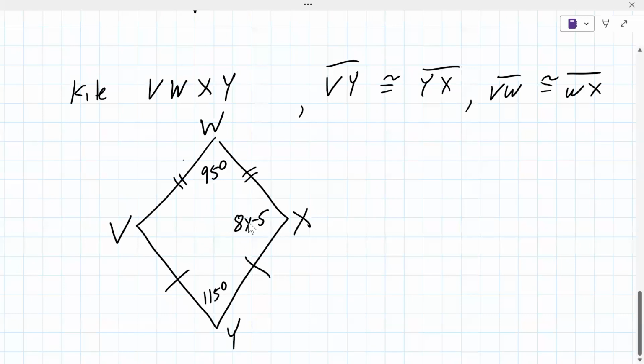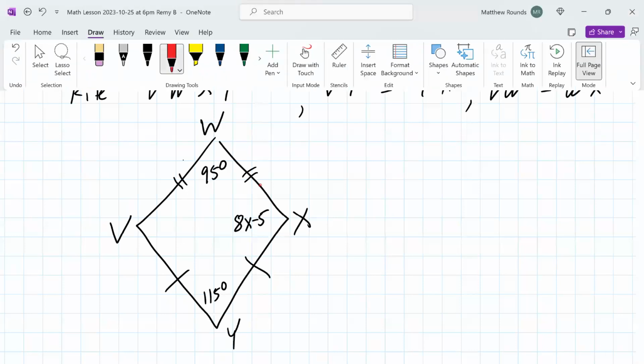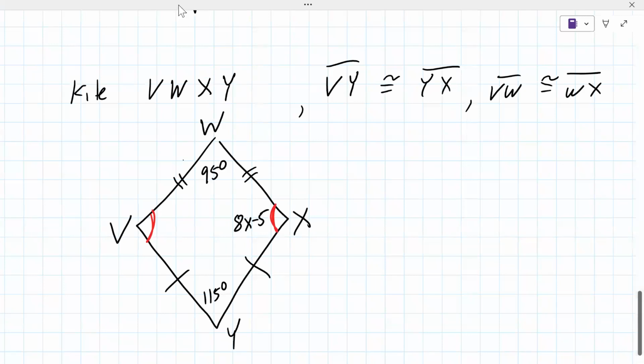Well, this angle by itself doesn't equal 360. What does equal 360? The whole thing. Okay, so do you know angle V? No, we don't. You don't, but you do. How is it related to one of the other angles in the kite? Well, it's congruent. Which one? Is it 115? It is not. Is it 95? Nope. Oh, it was congruent to 8x minus 5. Yes, the angle between the non-congruent sides are congruent, which makes this also 8x minus 5.